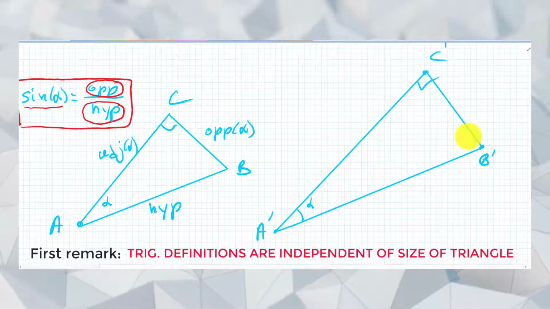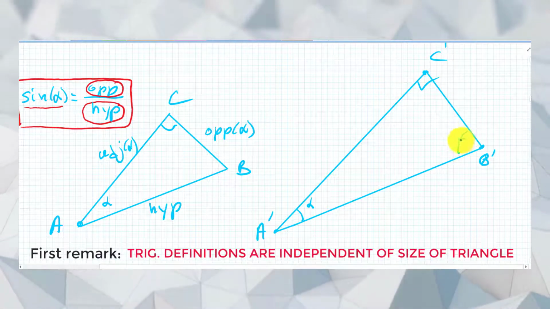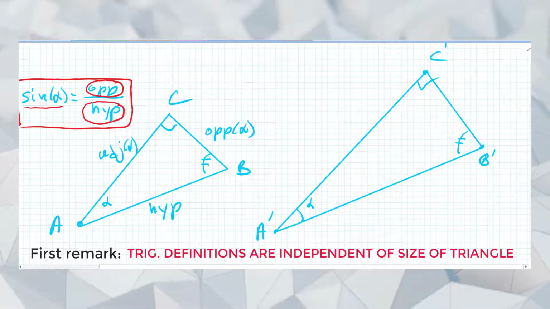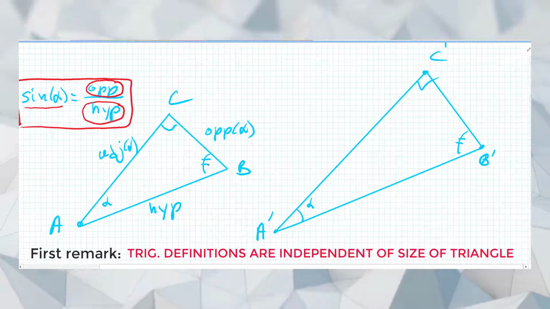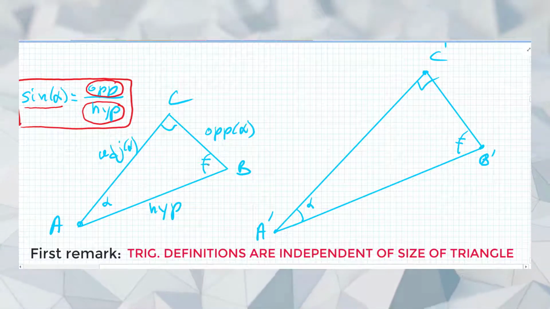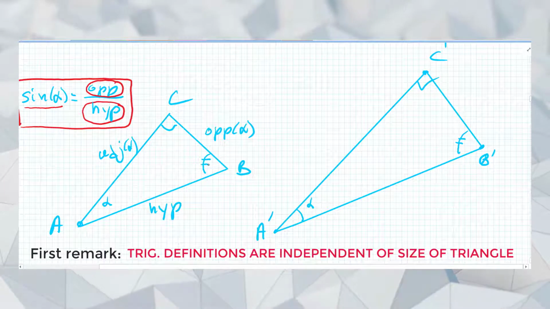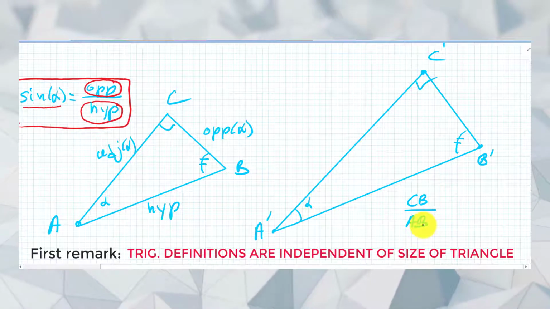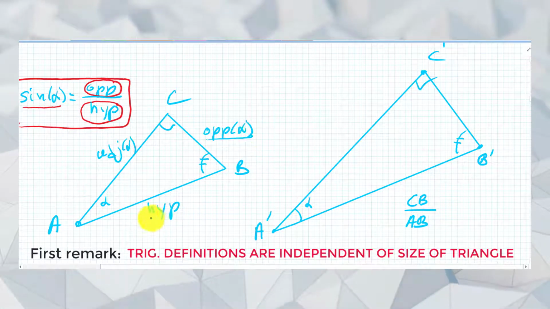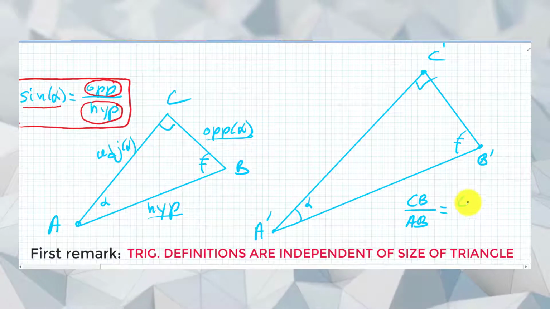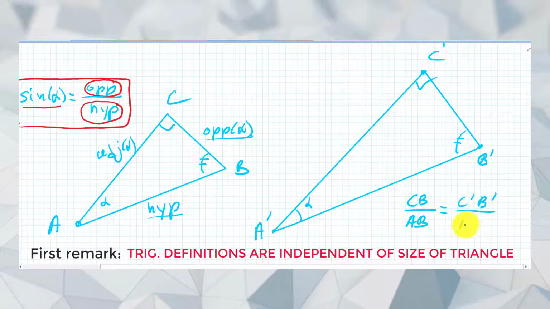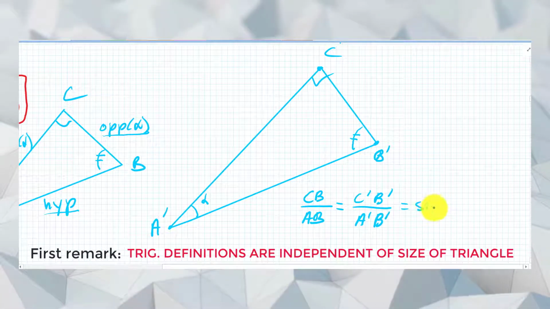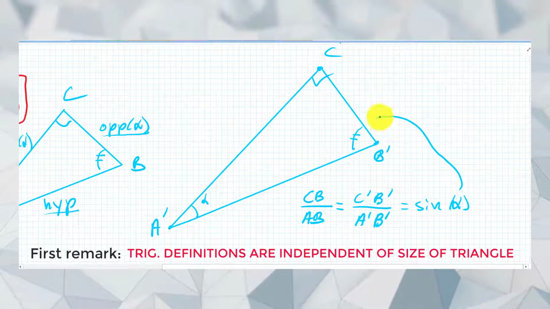These two triangles are similar because they have three congruent angles. The angle at B is the same as the angle at B prime. And in similar triangles, the ratio of the corresponding sides is the same. So if you look at CB over AB, which is the sine of alpha, the opposite of alpha divided by the hypotenuse of alpha, this is going to be the same as C prime B prime over A prime B prime. And this would be the sine of alpha in this triangle right here.